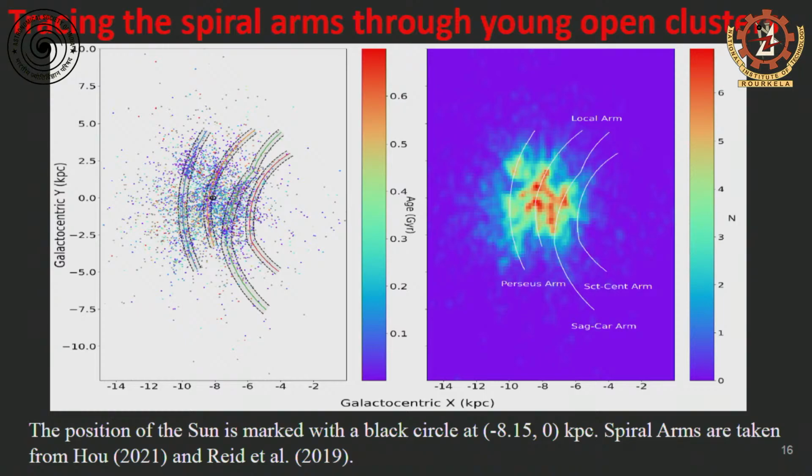But before that, I will highlight the distribution of the star clusters in the XY plane, where these l and b are converted into the XYZ coordinate system, and then you see the spatial distribution of the young star clusters.